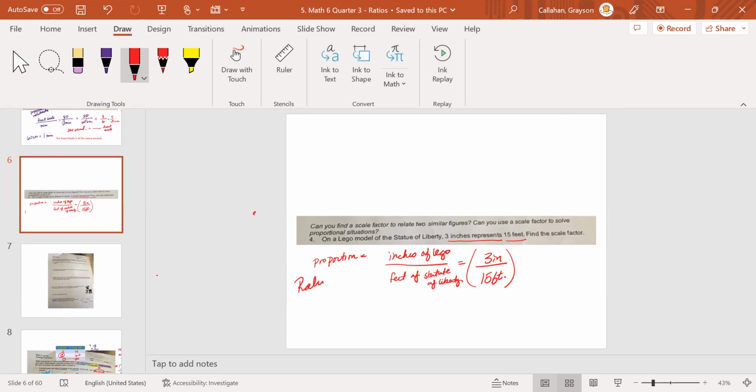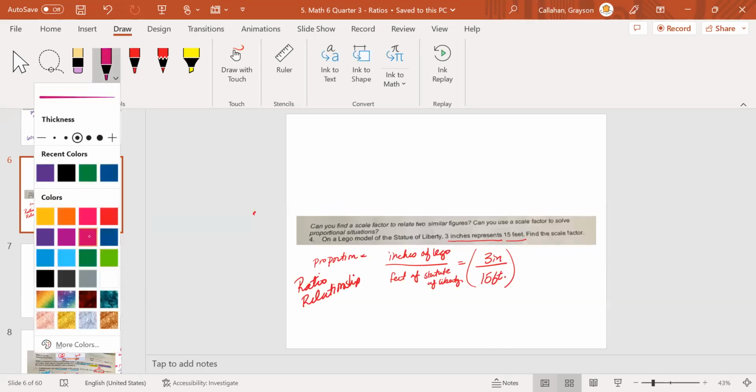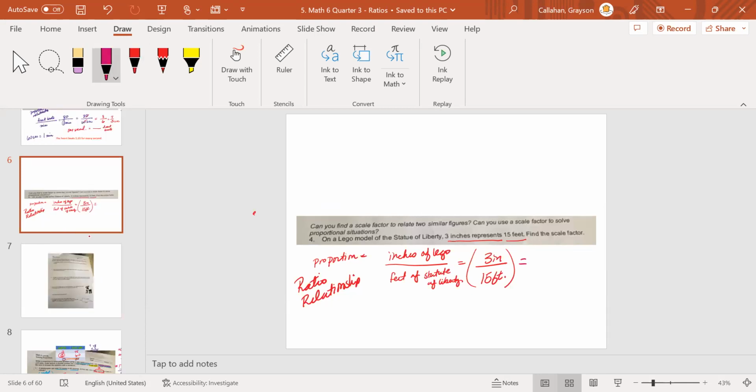Ratio relationship, right? Okay. Equals, find the scale factor. Well, your scale factor is going to be inches of Lego, which is 3 inches over 15 feet. Now, make sure you reduce that so it's 1 inch over 5 feet. This 1 inch is the measurement. 1 inch is going to be the measurement of the Lego, okay? Of Lego in inches, right?